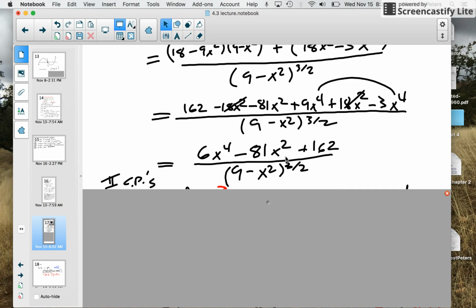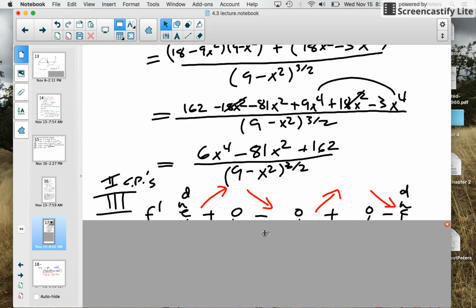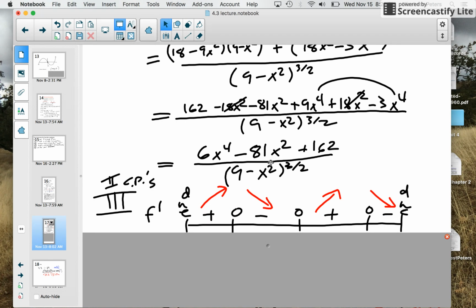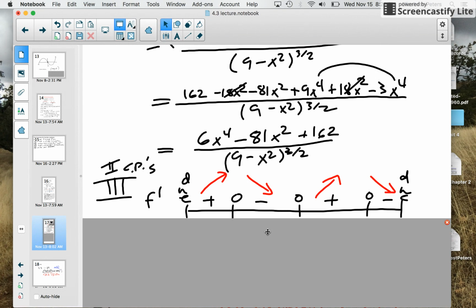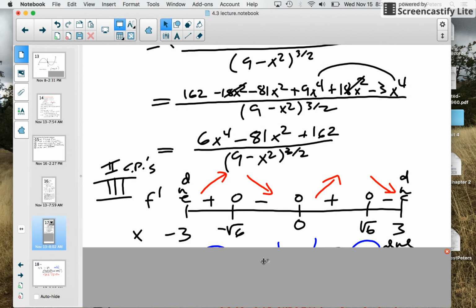Now, in order to find out where this second derivative equals 0, we're going to want to do that on our calculator. We can find out where this numerator is 0. And we know that it doesn't exist anywhere where the denominator is, or when x equals -3 or 3, but we've already defined our function to where it doesn't exist there as well. Those are our endpoints. So now we make our sign chart.